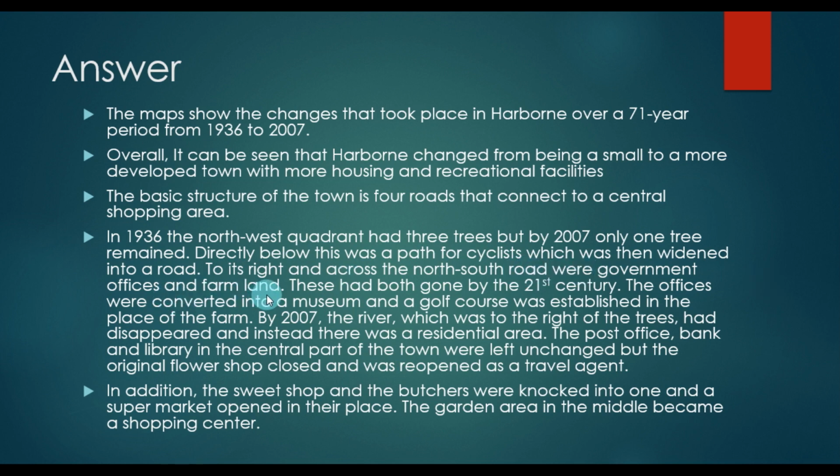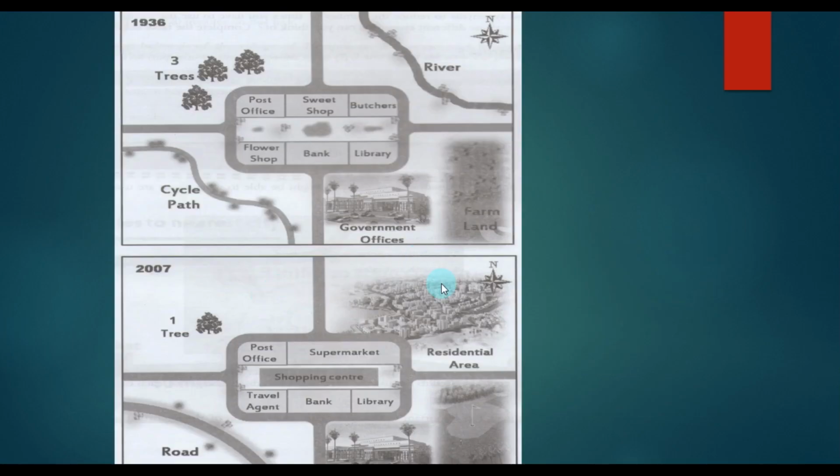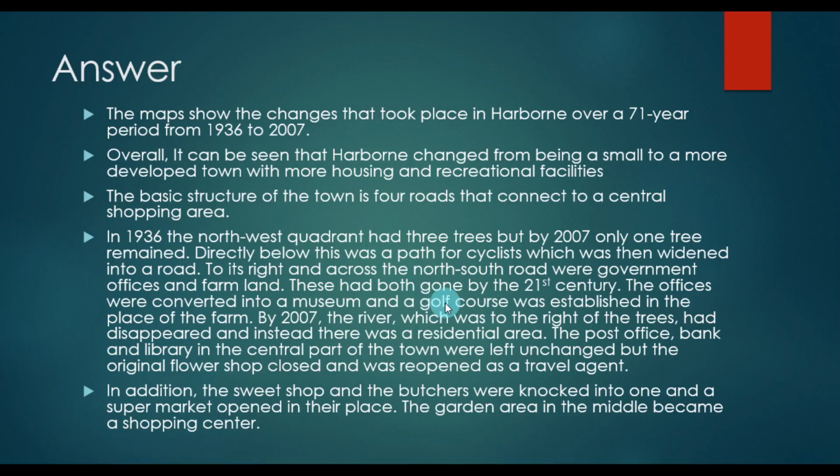Yes, there is a government office on the north-south part. Where is the north-south part? Here is the north-south part. Government offices, and this changes into a restaurant. This had both gone by the 20th century. The offices were converted into a museum, and a golf course was established in the place of the farm.